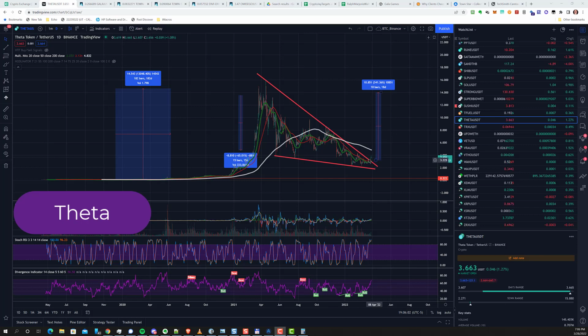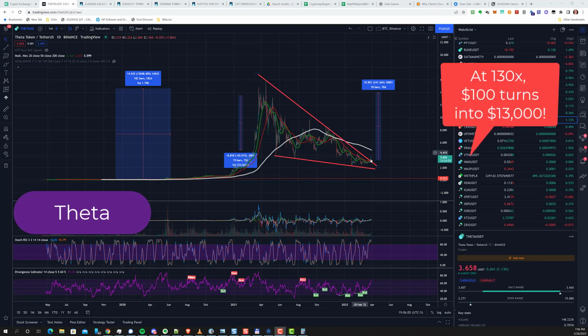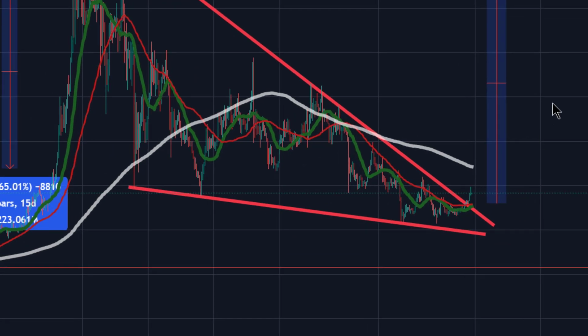See that red line? That red line has been sitting on there for a few weeks, I think, or at least a week or two. And see, it just broke it this week. So now we're probably going to start bouncing up on that one.